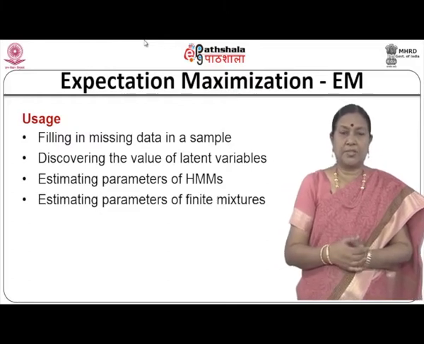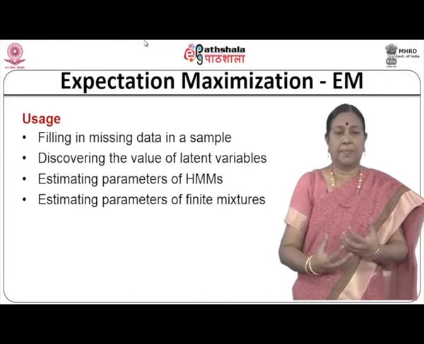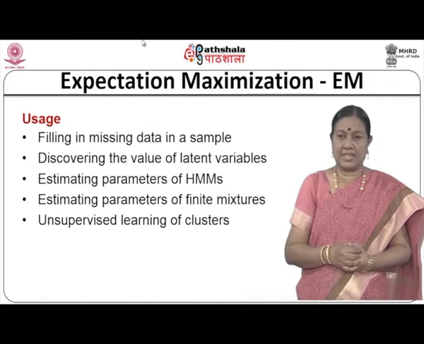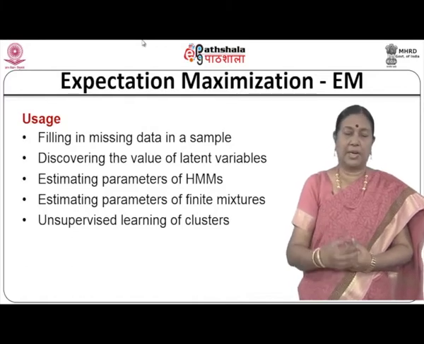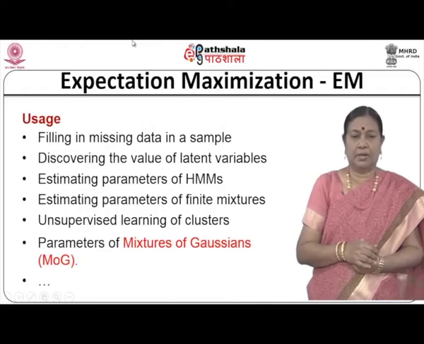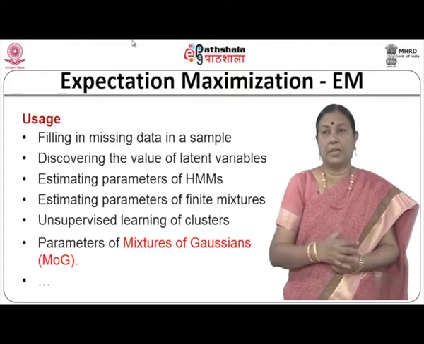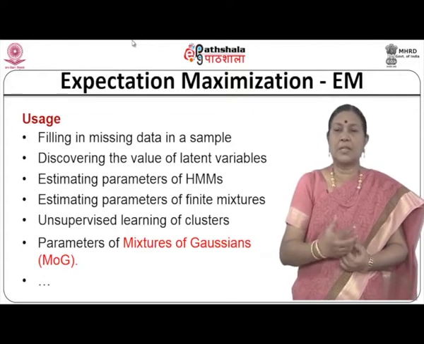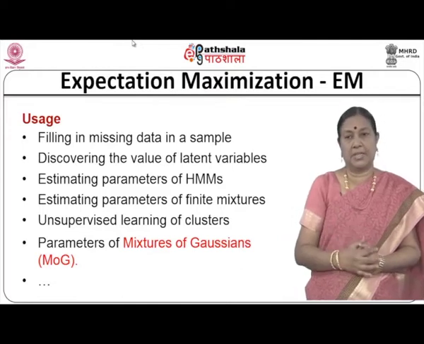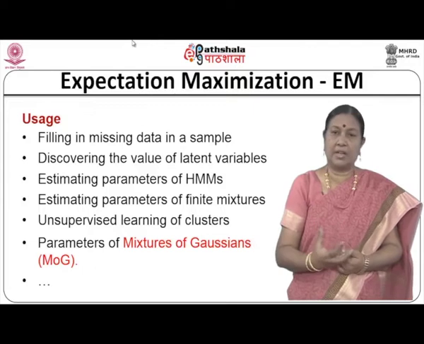Estimating parameters of finite mixtures, where you mix two types of data and see how the parameters are used for the mixing. Unsupervised learning of clusters, a simple algorithm which we are going to look at in this module itself. Parameters of mixtures of Gaussian distributions, called EMGMMs. There are very many applications. That is why this is an important milestone algorithm used in machine learning, especially in the case of unknown, missing or incomplete data.